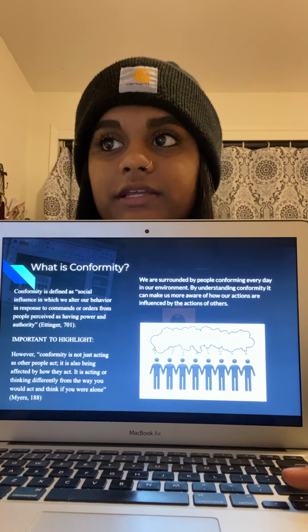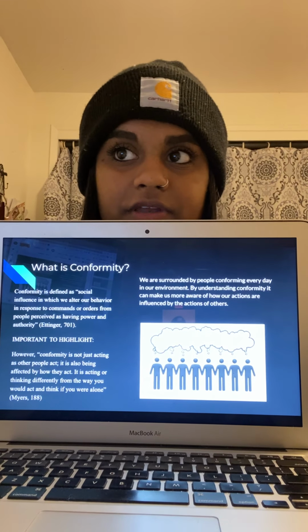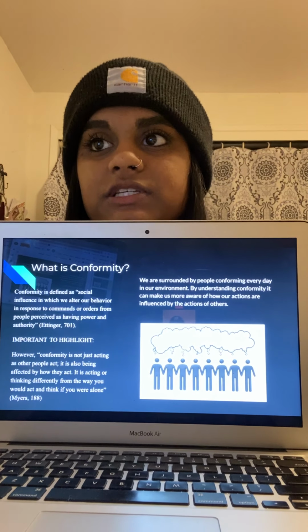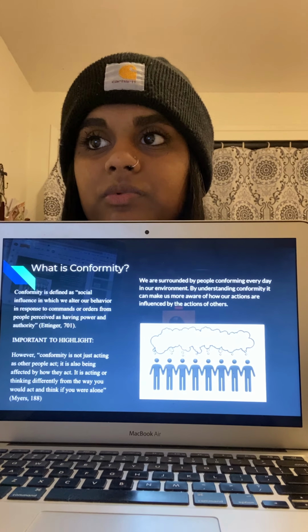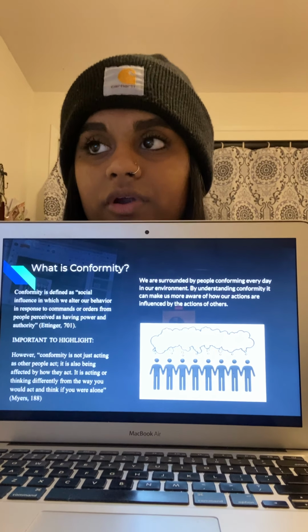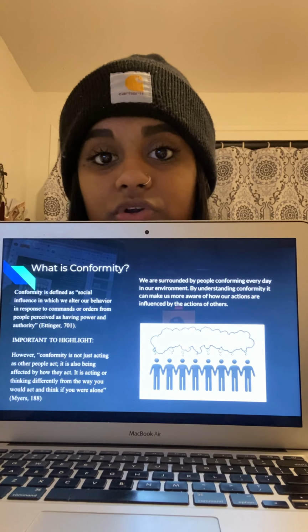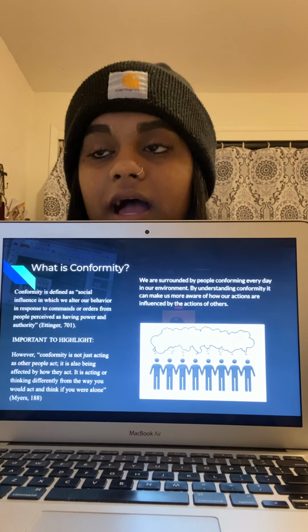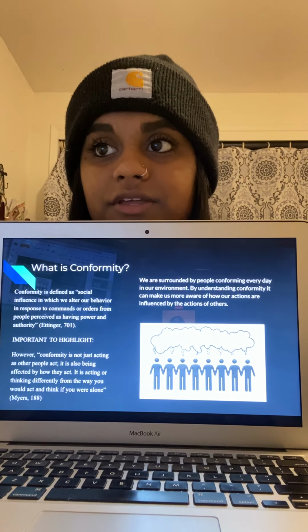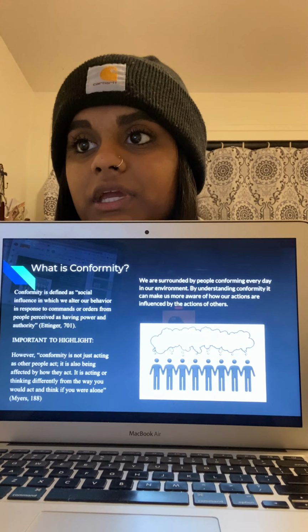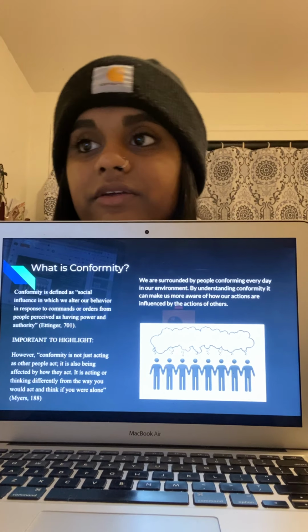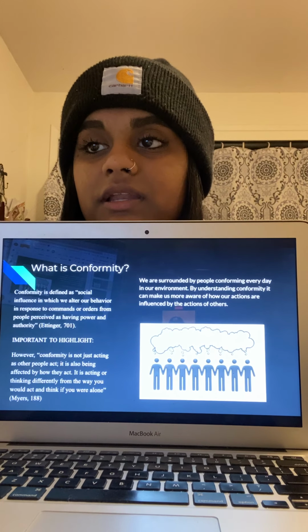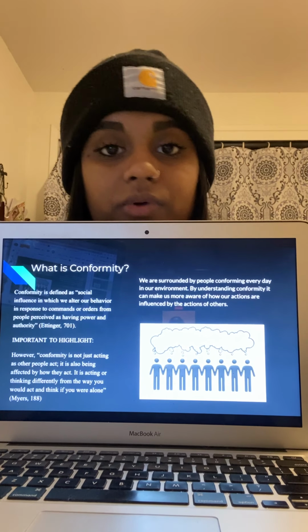So what is conformity? I really like this definition. It says social influence in which we alter our behavior in response to commands or orders from people perceived as having power and authority. And then I said it's important to highlight, however, conformity is not just acting as other people act, it is also being affected by how they act. It is acting or thinking differently from the way you would act and think if you were alone.